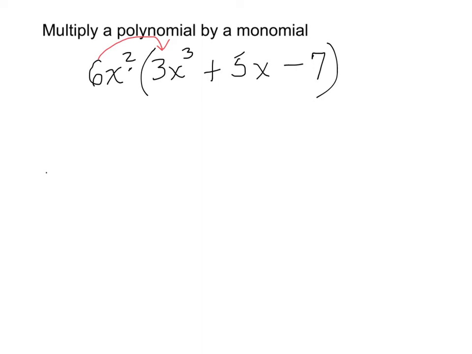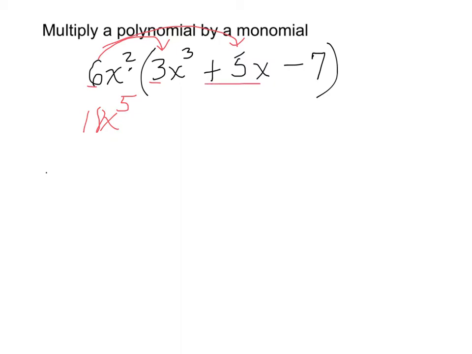So we'll do the 6 times the 3, the coefficients, and we'll multiply the x squared times the x cubed, which means you add the exponents, getting x to the 5th. The next term we'll move on to is the 6x squared times a positive 5x.